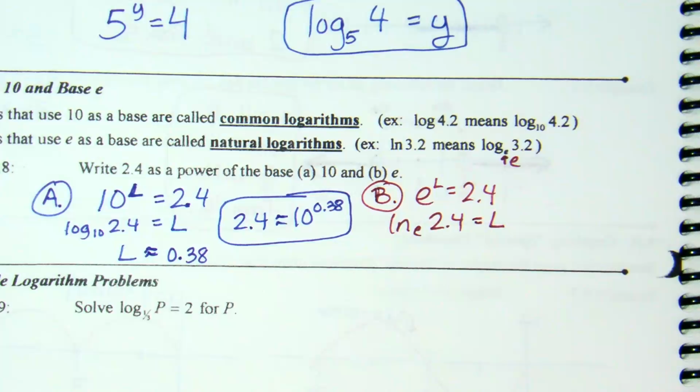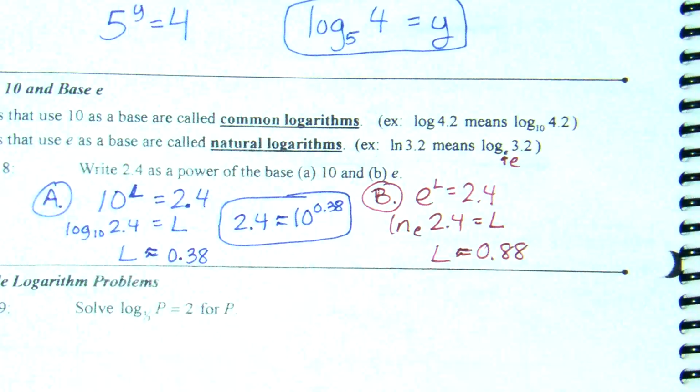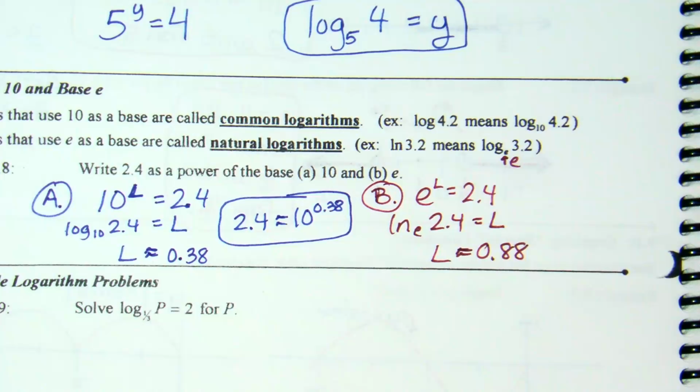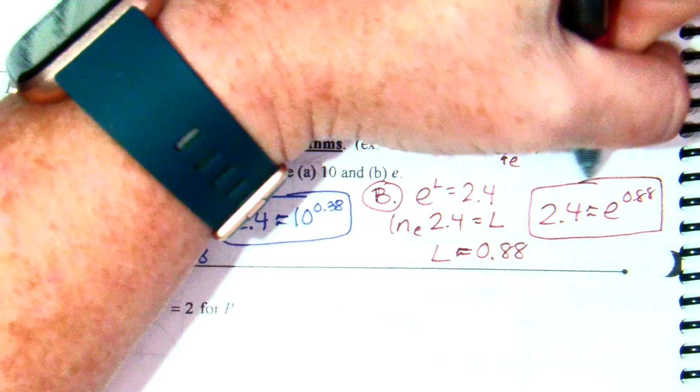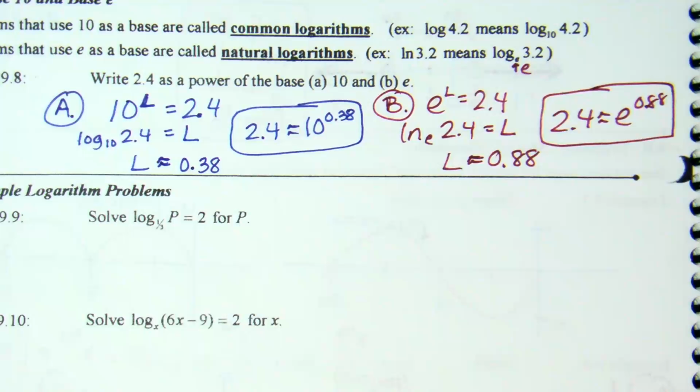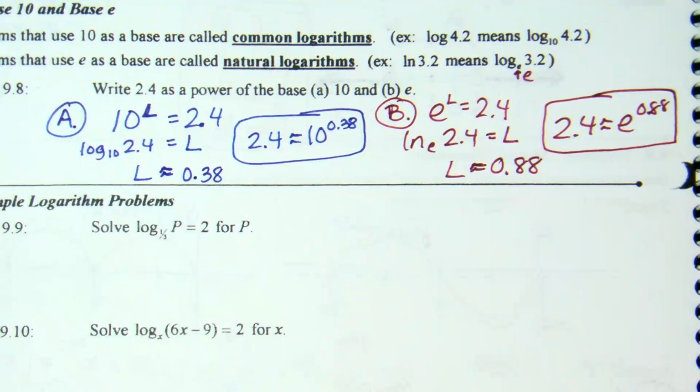And of course, you can use your calculator to find what L is. L is the natural log of 2.4, which I've written down as 0.88. Yeah, 0.875. Okay. So if I'm going to rewrite 2.4 as a power of base E, 2.4 is equivalent to E to the 0.88. Okay, so a trick there to connect your logs and your bases.